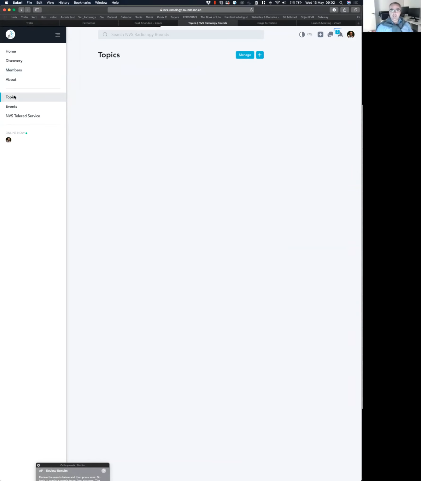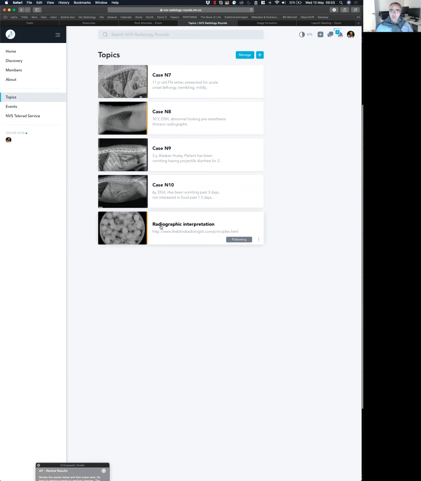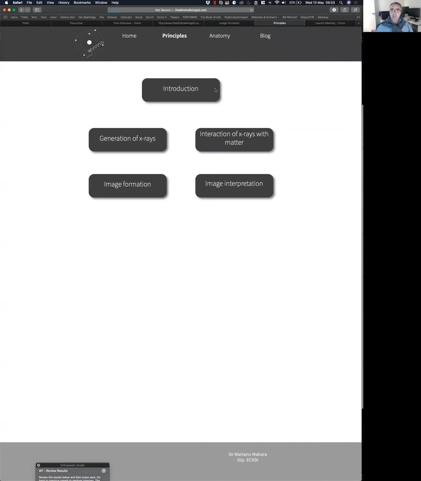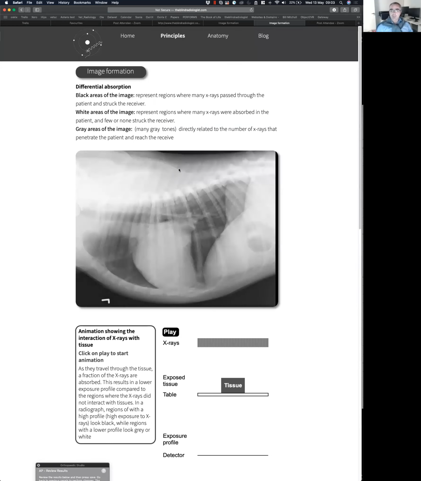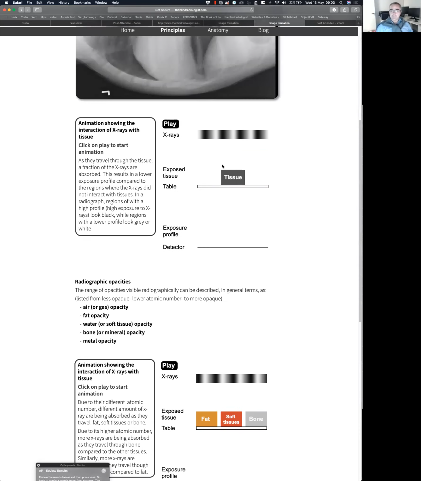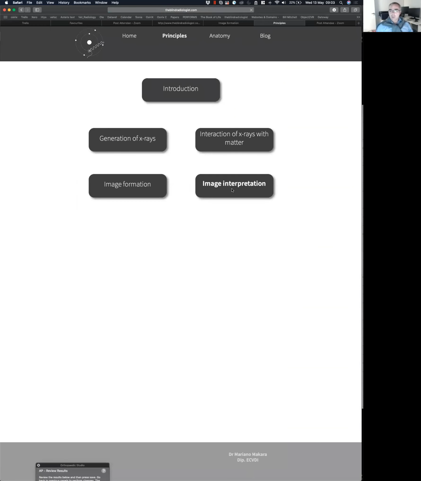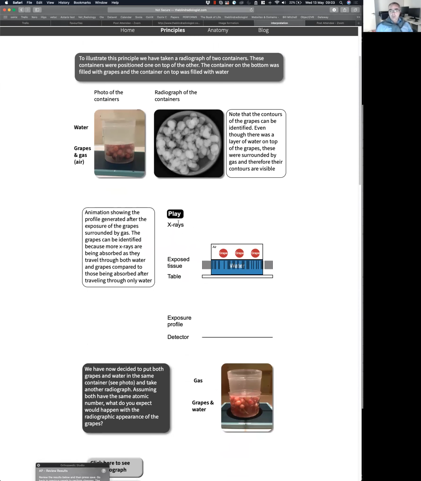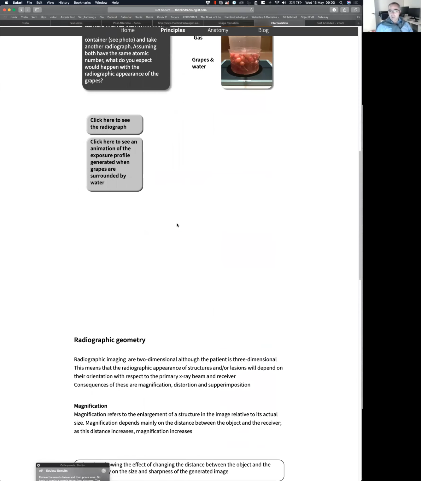In addition to the cases, I put some radiographic principles there as reading material. I started trying to copy stuff, and then I realized it was a lot more time efficient to just offer you this website, which I created for the students years ago. I spent a lot of time on it. It's not very complete, I stopped at some point, but for things like image formation or image interpretation, I got, for example, the game of the grapes, with little animations. If you are interested in those principles, this is probably a good way to spend some time.